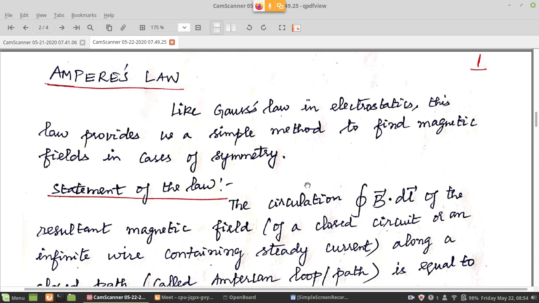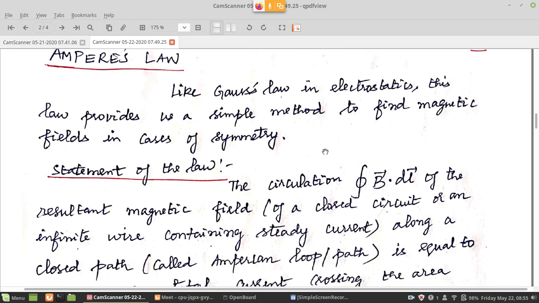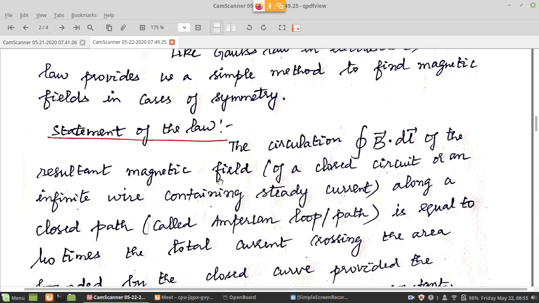There, in Gauss law, the Gaussian surface is an imaginary surface enclosing the charge. Here you are enclosing the current with an imaginary loop. A loop, you know, is a line segment. There it was a surface, here it is a line. There we had a surface integral, here we will have a line integral. That will give us the magnetic field. So what is the actual law, the statement of the law?